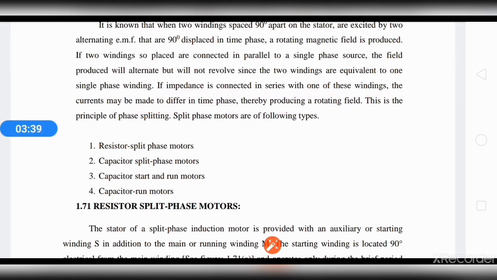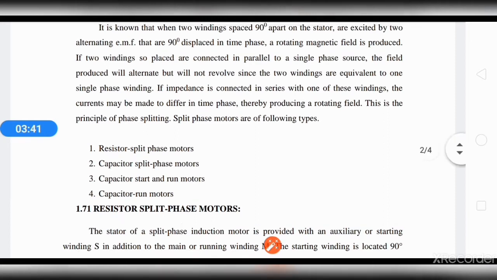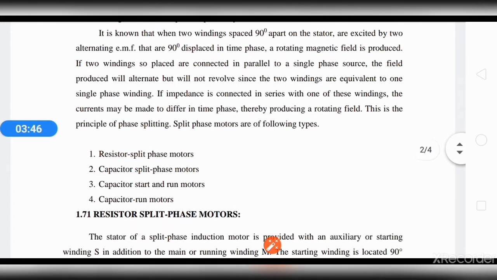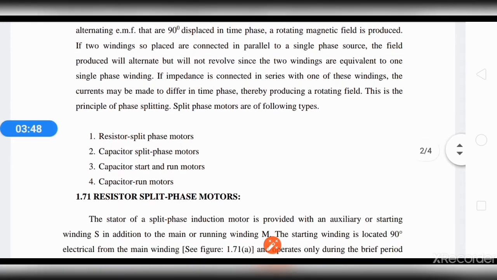So the split phase starting method uses four types of methods. Number one is resistor split phase motor. Number two is capacitor split phase motor. Number 3 is capacitor start, capacitor run induction motor, and number 4 is capacitor run induction motor. So we are discussing in this lecture the resistor split phase induction motor.